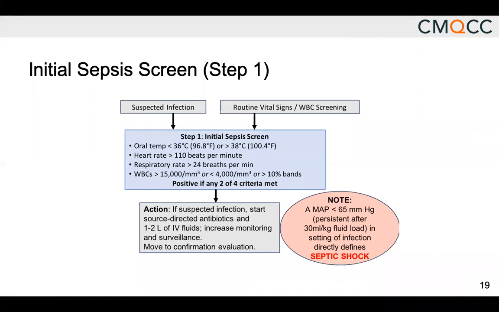The side note on the right in pink is that if you do have a mean arterial pressure of under 65, again, this is adjusted for pregnancy, not just under 70, mean arterial pressure under 65 that is persistent after fluid loading in the setting of infection, that directly defines septic shock. So it's do not pass go, go directly to septic shock.